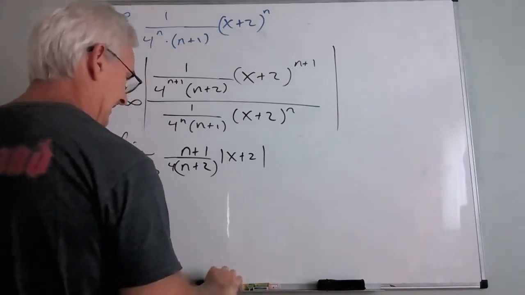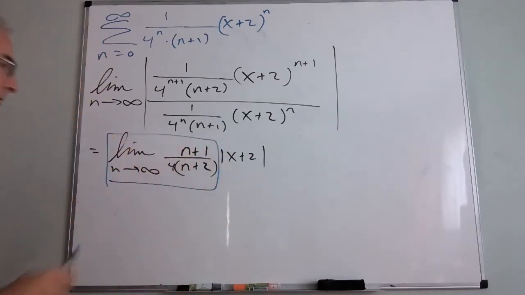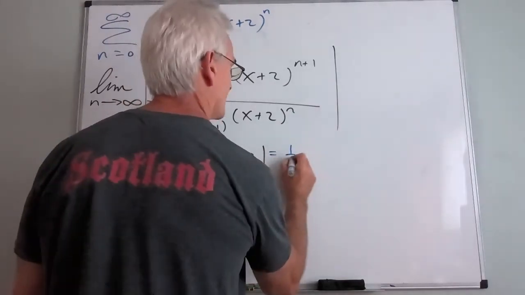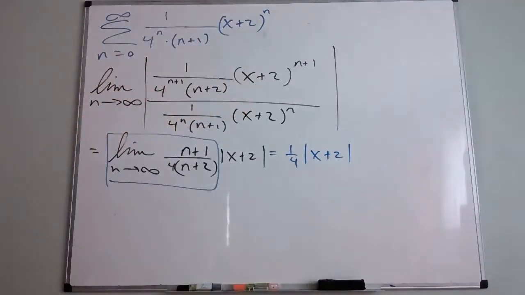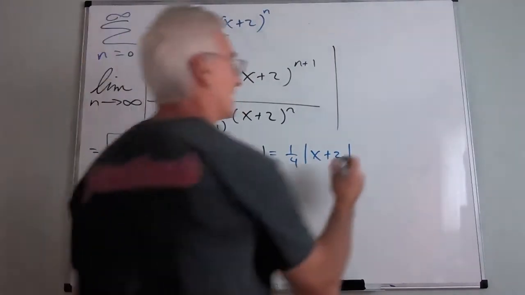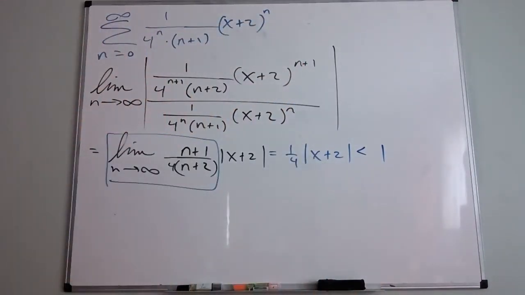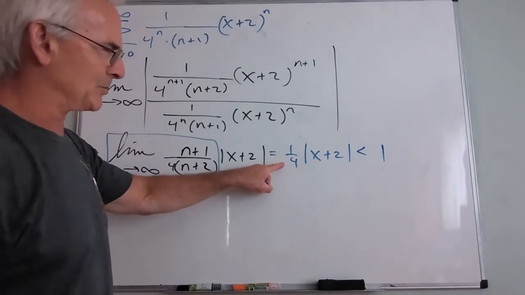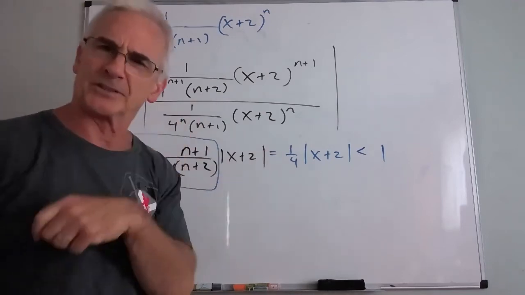What does that limit equal? Well, what does this part equal? 1 over 4. So this equals 1/4 times the absolute value of x plus 2, and I'd like to know when that is less than 1. So what do you suppose I should do next? Should I remove the absolute value? Factor out the 1/4 first? Well, it is factored out. How about just getting rid of it altogether?